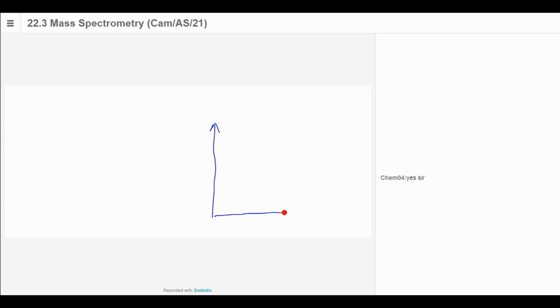For example, if I am to draw the mass spectrum of chlorine, the x-axis is always the mass to charge ratio, and this is the percentage abundance. So chlorine breaks down into Cl plus and chlorine free radicals. There are two possibilities for Cl: you have Cl 35 plus and chlorine 37 plus.